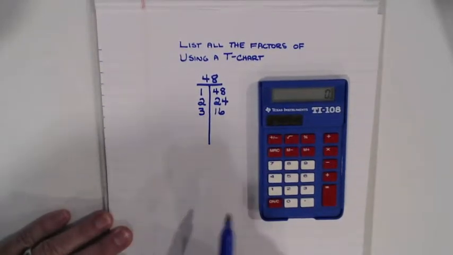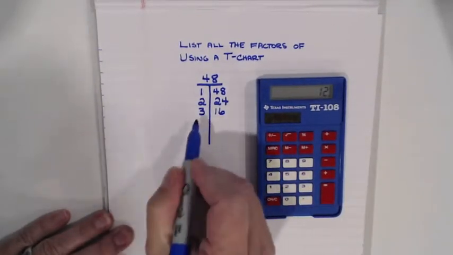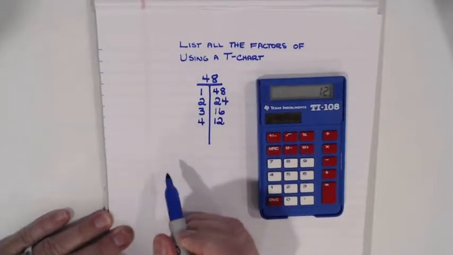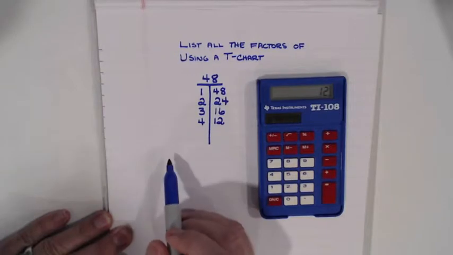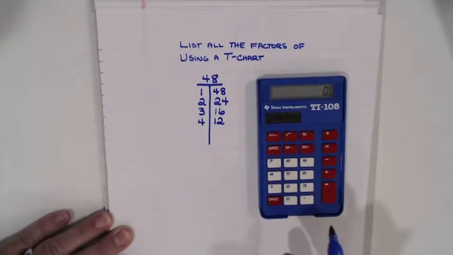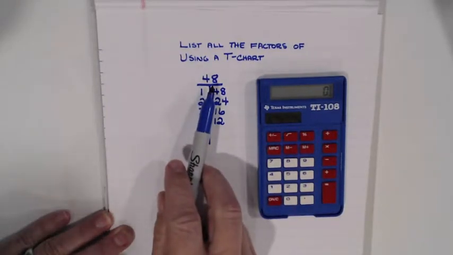After 3, I'm going to check 4. 48 divided by 4. 4 times 12 is 48. There are 2 other factors of 48. Now I only have to check numbers between 4 and 12. I should know that 5 won't go into 48 because it doesn't end in a 0 or a 5.